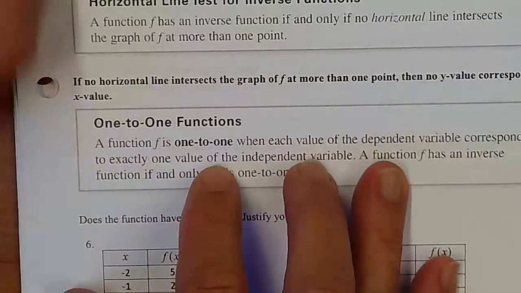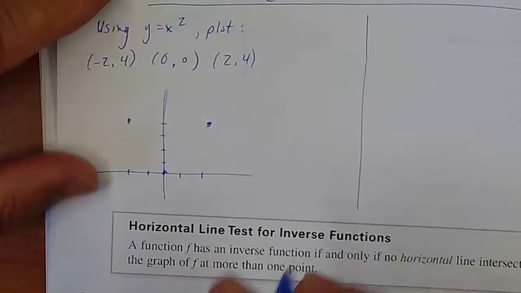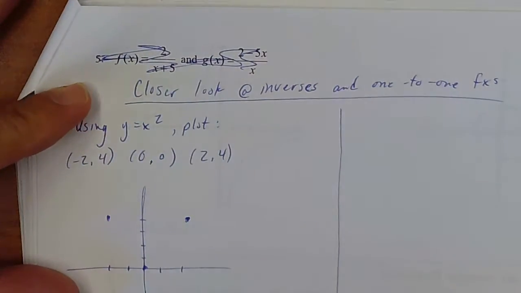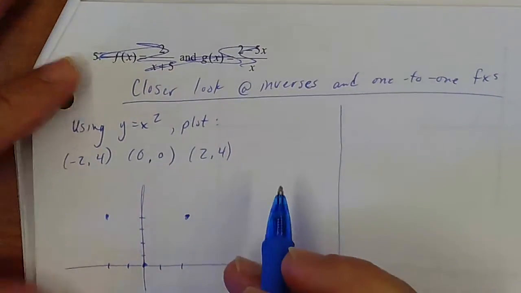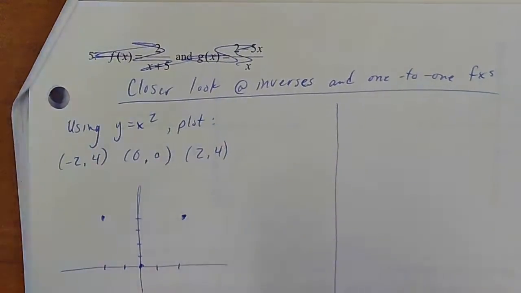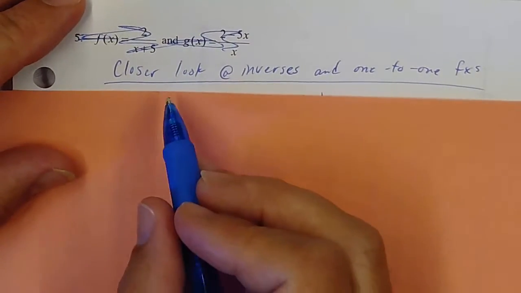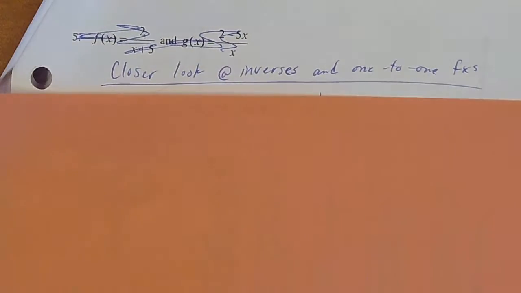Okay, to help with this definition of one-to-one functions, I want you to write this down in place of example 5. We're not going to do example 5. Let's use this space. So this reads, "Closer look at inverses in one-to-one functions." Write that down. Closer look at inverses in one-to-one functions.